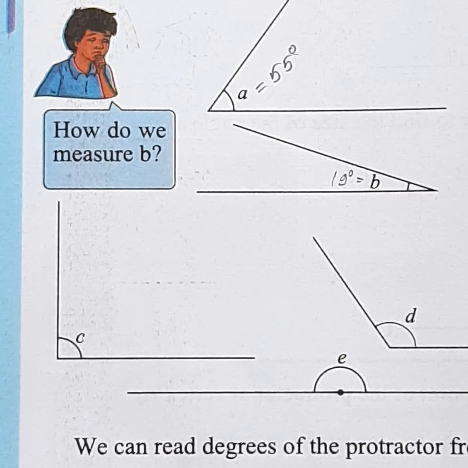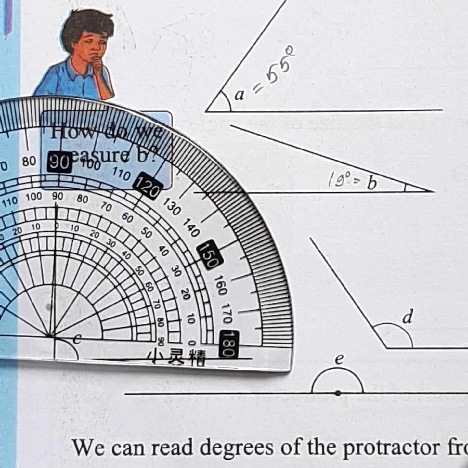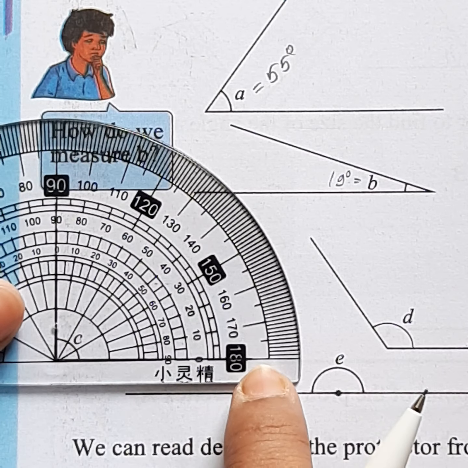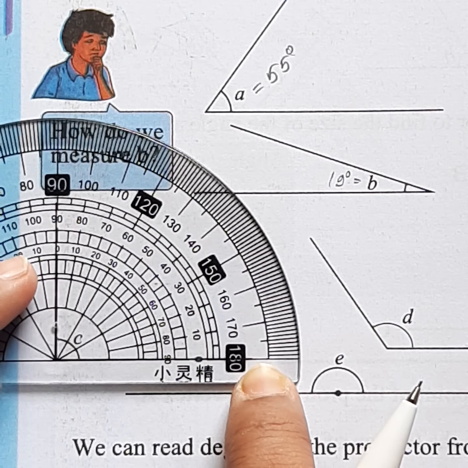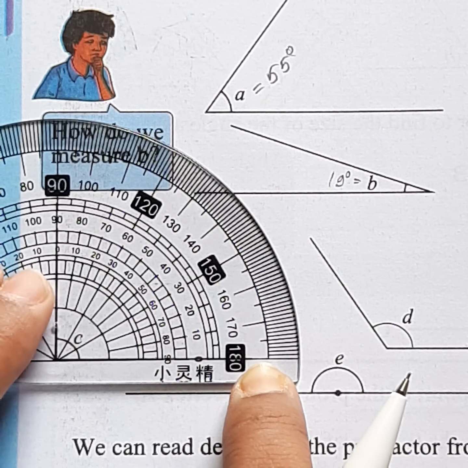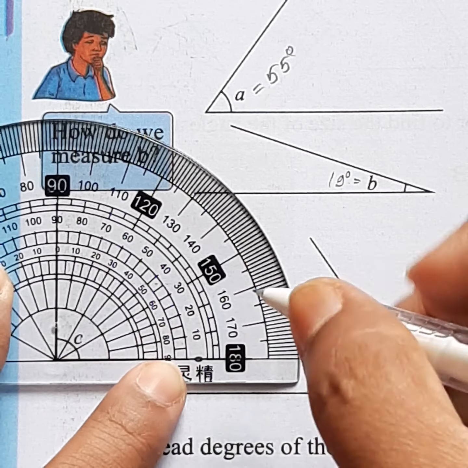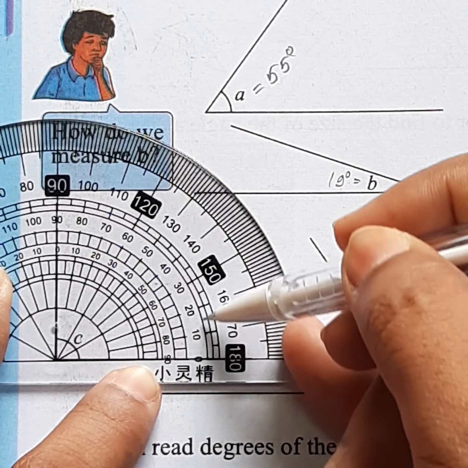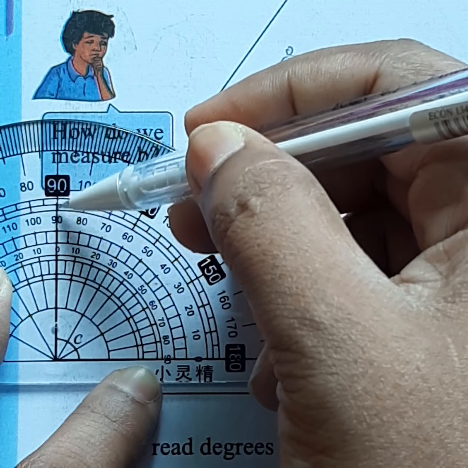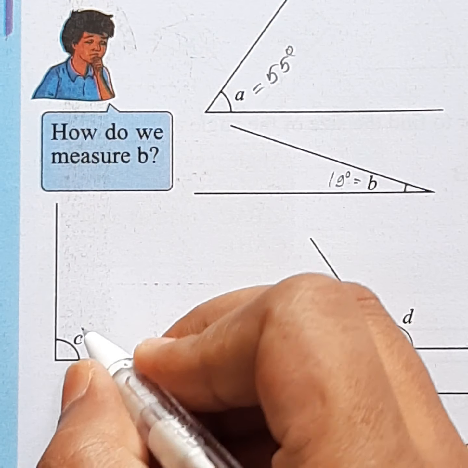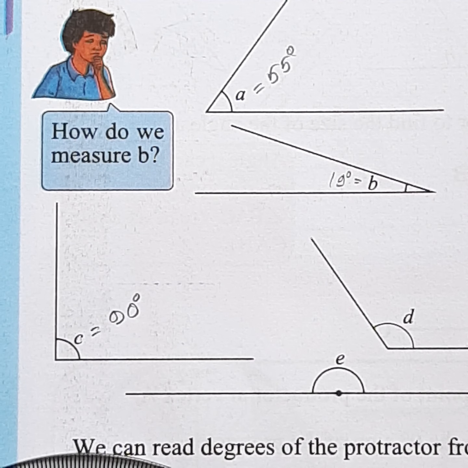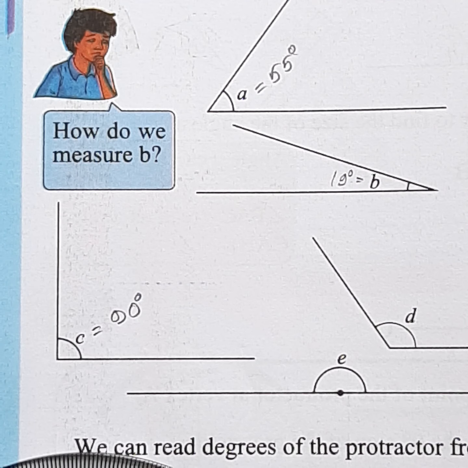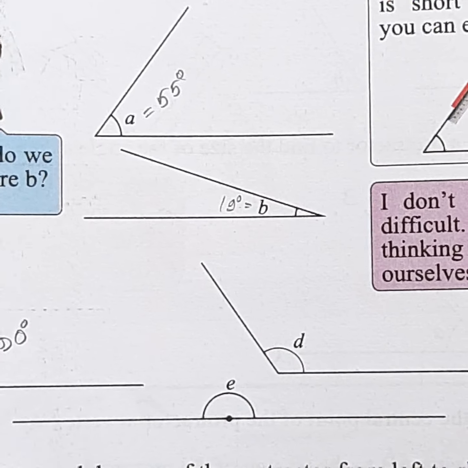Okay, the next one you can see is this C. Oh my god, it is totally fixed at 90 degree, from 0 all the way up over here. You can see it's totally 90 degree. So C equals 90 degree, and hopefully all of you know that 90 degree means a right angle. From class 3 you have already learned that.